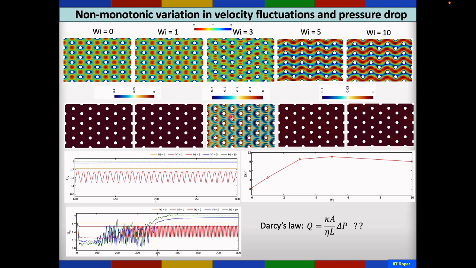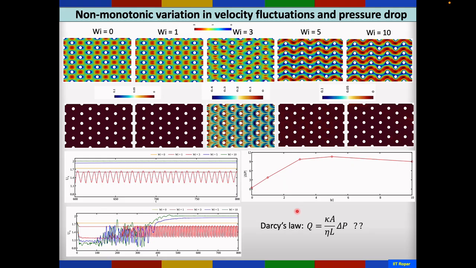So that's clear evidence that there are non-monotonic variations in the velocity fluctuations inside the porous media. We have also calculated the pressure drop across this porous media, and you can see that the pressure drop gradually increases, reaches a maximum, and then starts to decrease again. So the pressure drop also clearly shows non-monotonic variations.